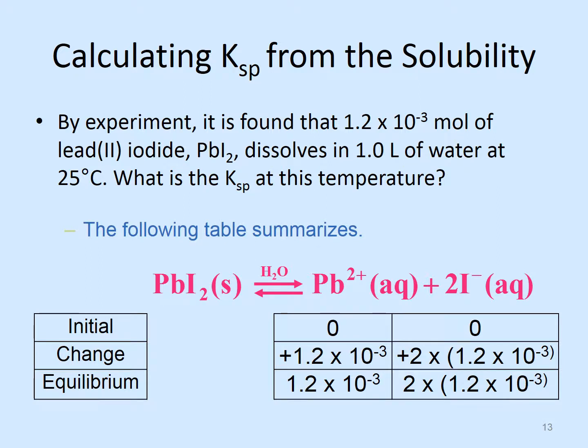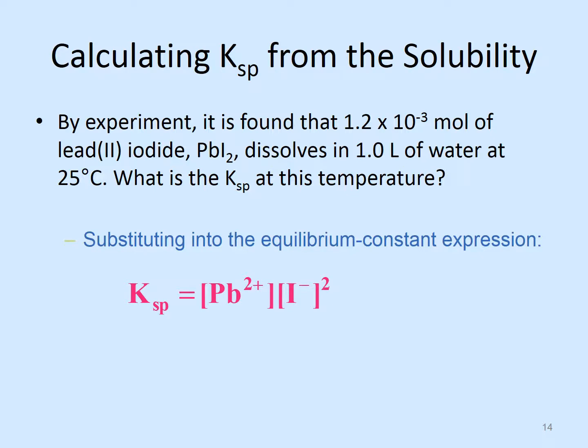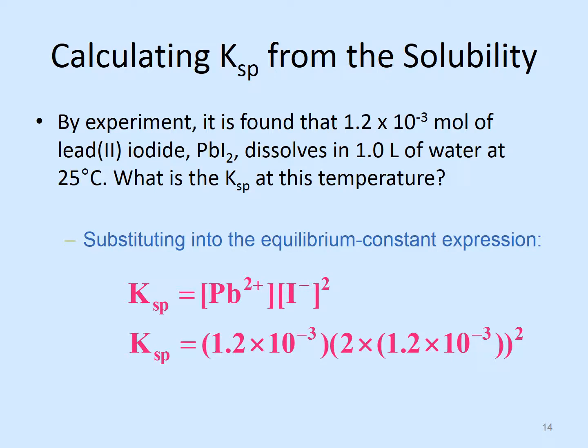Then also when you plug this into your equation, be really careful that you don't forget to square it. So 1.2 times 10 to the minus third times the quantity, 2 times 1.2 times 10 to the minus third, quantity squared. And that'll give you a KSP of 6.9 times 10 to the minus ninth. Okay, so that's how you can find the KSP.